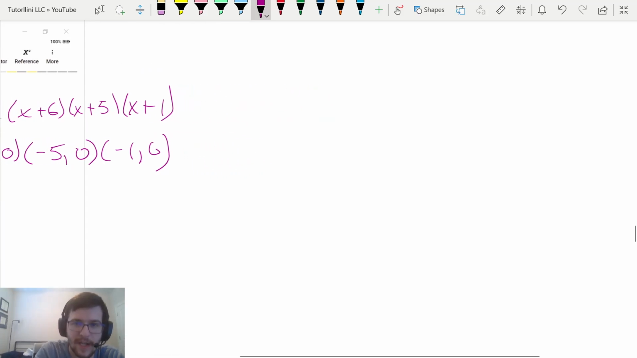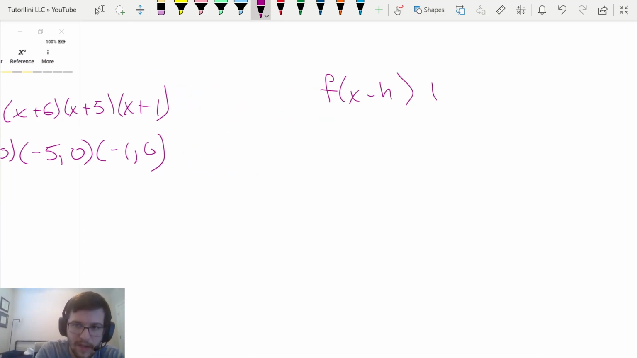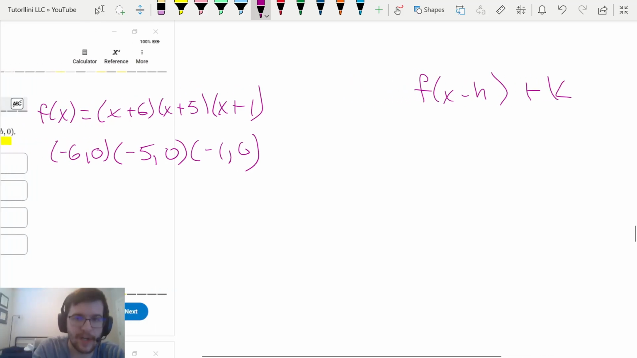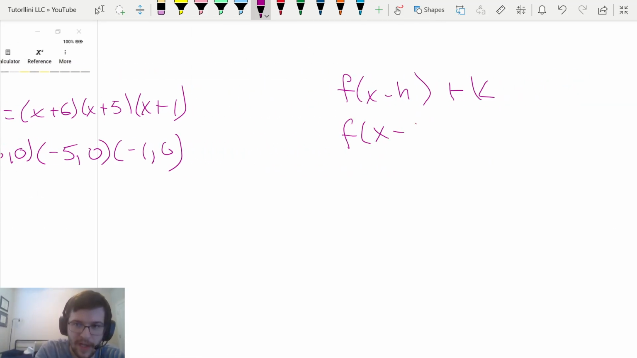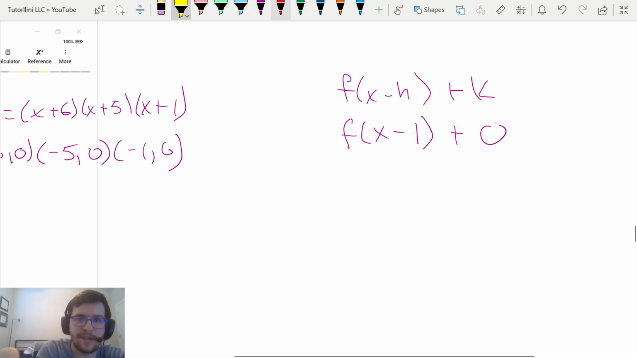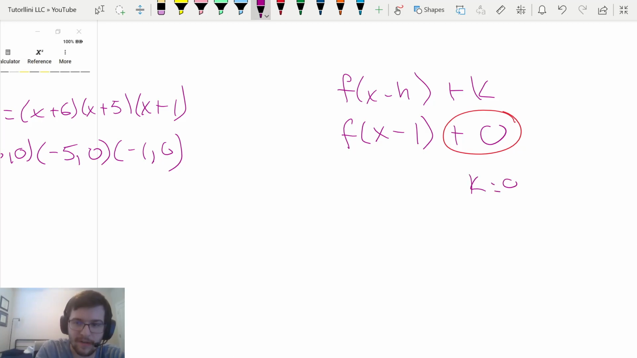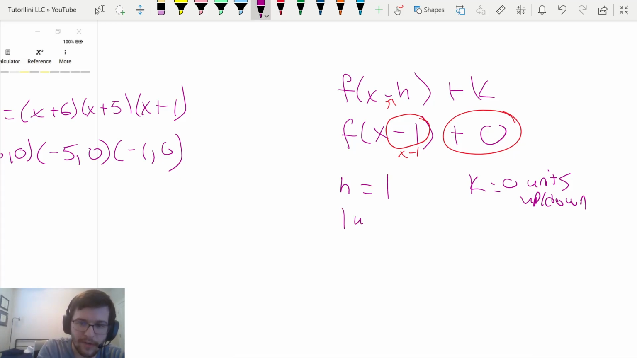Now, if you ever see this on the test, f of x minus h plus k, that's telling you how much of a translation to do. So you see this one, it says f of x minus 1, and then nothing on the outside, so just plus 0. So k is just 0, so we're going 0 units up or down. And then this one, because there's a negative sign here, we have to multiply by a -1. So h is equal to 1, so that means you're going 1 unit to the right. And you saw when we plotted the graph, it went 1 unit to the right.